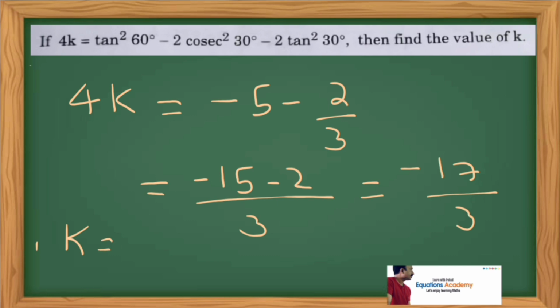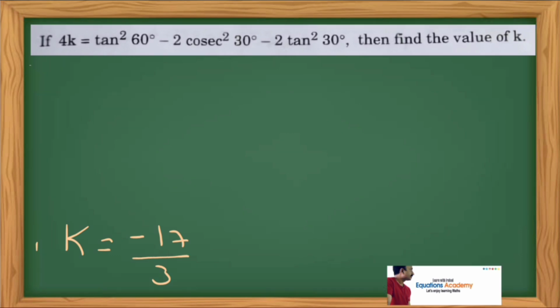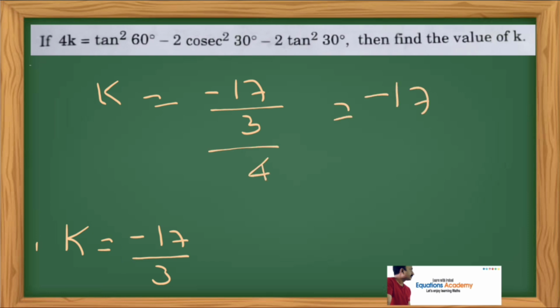So k is equal to minus 17 by 3 by 4. Therefore, k is equal to minus 17 by 3 by 4, which is equal to minus 17 by 12. That is the answer.